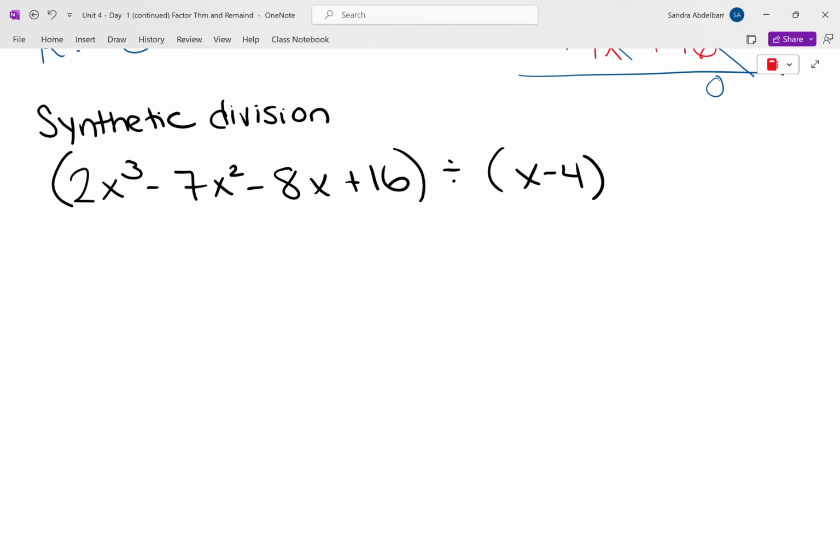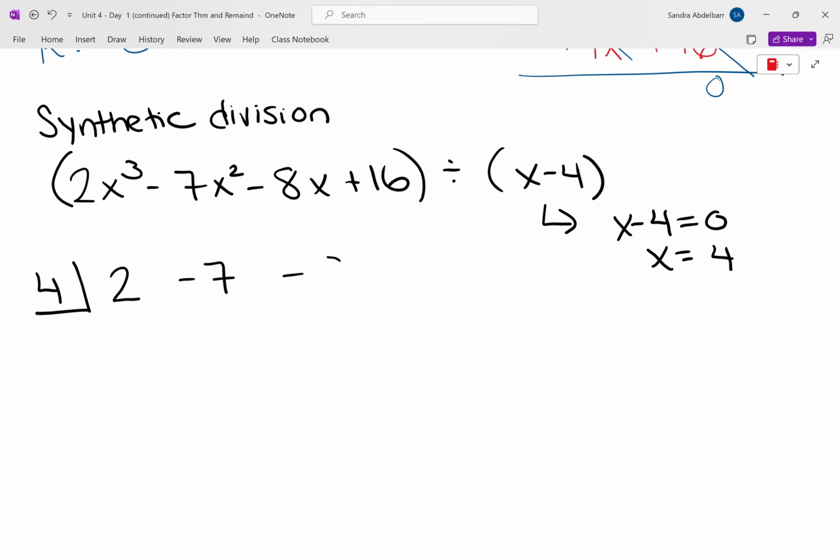Now, how do I figure out what number to put in the box? Who remembers how we figure out what number to put in the box? Stefanos? Yep, we take the divisor, set it equal to 0 and solve. So x will equal 4, and that's what goes in our box. And now you list out all of the coefficients: 2, negative 7, negative 8, 16.